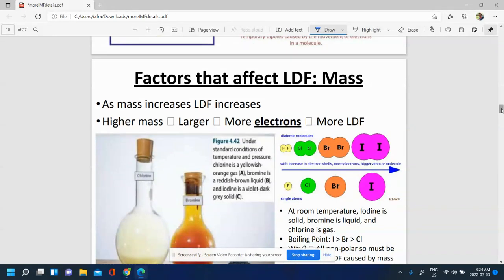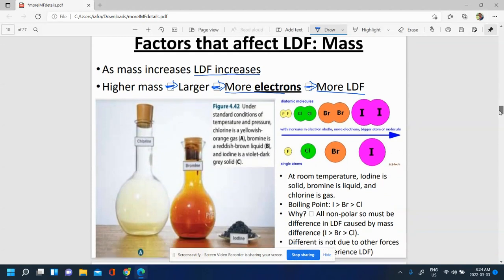So generally, what we notice is that as the mass of a molecule increases, the LDF also increases. If you have a higher mass, generally it means you're a larger molecule, which means you have more electrons. Because if you're larger, you have more atoms, and if you have more atoms, each atom has more electrons. And so if you have more electrons, you have more LDF. With more electrons, there's more London dispersion forces because you have more electrons moving around. You have more partial charges developing in an instant and then breaking and developing, breaking and developing.